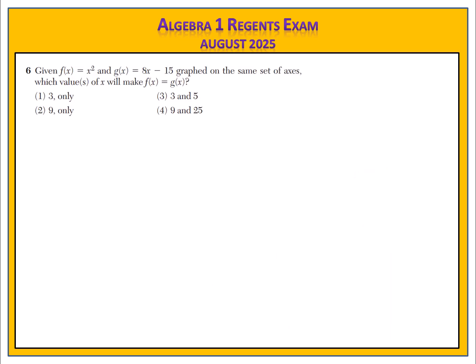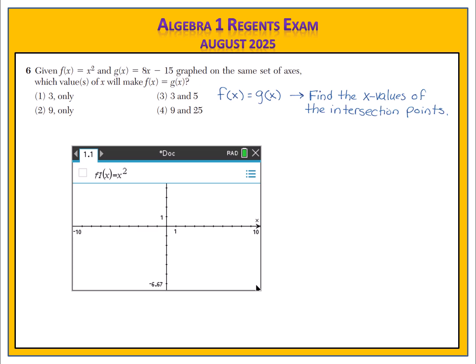Problem 6. Given f of x equals x squared and g of x equals 8x minus 15 graphed on the same set of axes, which value or values of x will make f of x equal to g of x? Whenever they ask us where f of x equals g of x, they're asking us to find the x values of the intersection points. We enter the first function in our calculator and look at its graph. We then hit the tab key, enter the second function, and then see both graphs together.